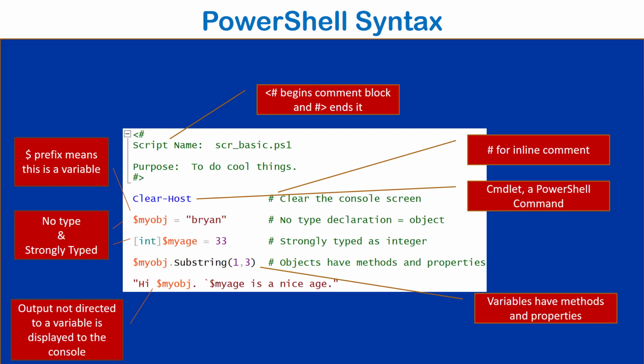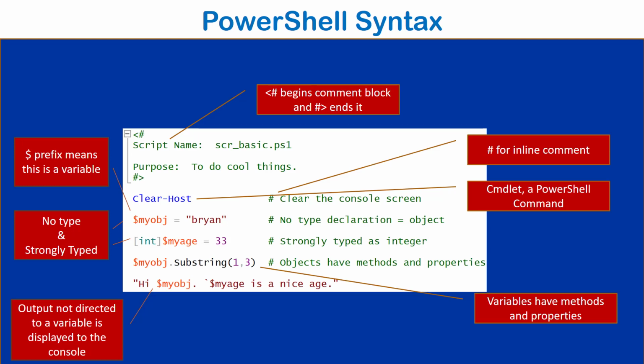Multi-line comments can be accomplished in PowerShell by starting the comment block with a less-than sign and then a hashtag or pound sign, and then as many lines as you want that will be ignored by PowerShell. That's what comment lines are, they're ignored. It can be ended by the hashtag greater-than sign. That marks off the lines here, the script name, SCR basic, and the purpose line. That's all ignored. PowerShell will skip over that in the script.